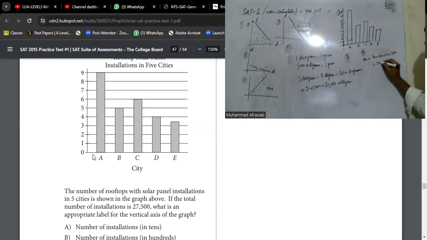And that thing is equal to 27,500, the total installation, because one installation we are representing as X. So 27.5x is equal to 27,500. So x is equal to 27,500 over 27.5. So x is equal to 1000.